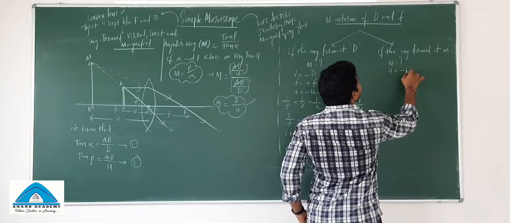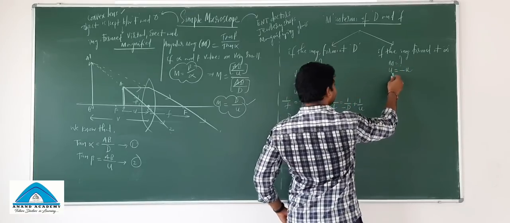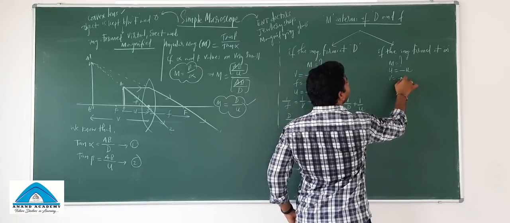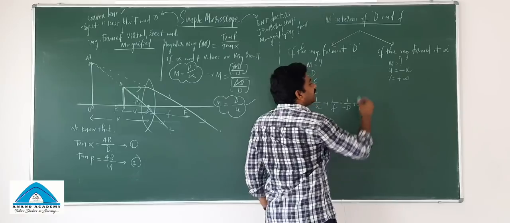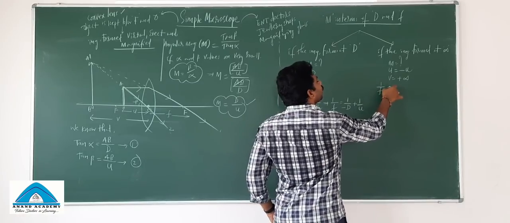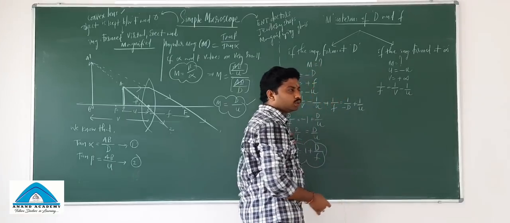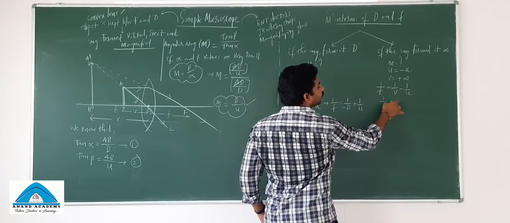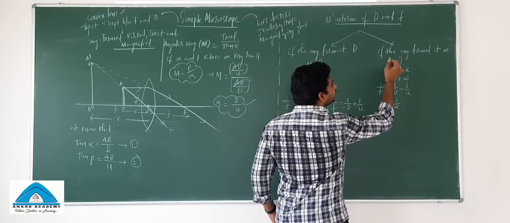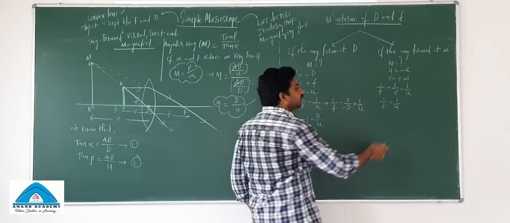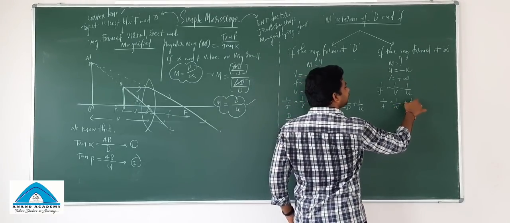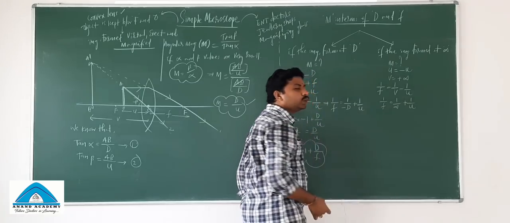The object is minus U and the image is formed at infinity. And let us write 1 by F is equal to 1 by V minus 1 by U. And 1 by F is equal to 1 by infinity because the image is forming at infinity. Minus of minus plus, this is 1 by U here.